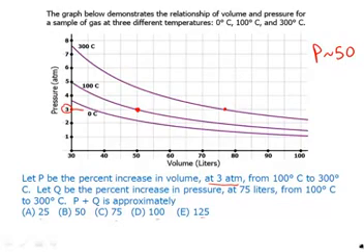Now, the second part, Q. Let Q be the percent increase in pressure at 75 liters. So now we're going to stay on this vertical line, the 75 liter vertical line of fixed volume. And we're going to increase from 100 to 200. So that's an increase from approximately 2 to 3. 2 atmospheres to 3 atmospheres. And so that's an increase of 1. 1, of course, is half of 2. So this is also approximately a 50% increase.